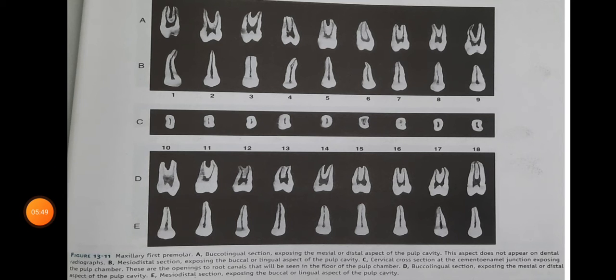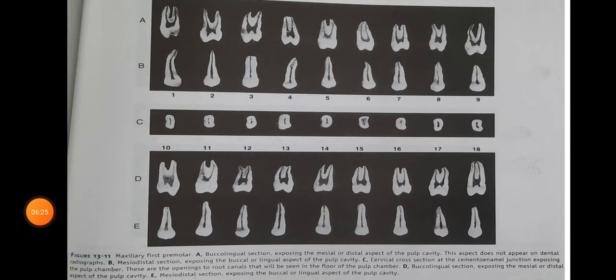Sometimes the root canal appears to exit slightly to the labial or lingual. You can see this in figure 13.11 A2, or a combination of the two locations. You can see this in figure 13.11 A3, 5 and 9, D10, 11 and 14.